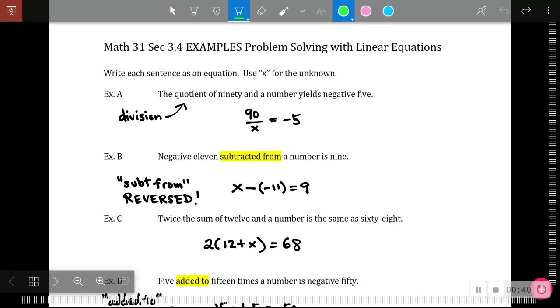Okay, welcome to Math 31, Section 3.4, Examples for Problem Solving with Linear Equations. In example A, we have the phrase, the quotient of 90 and a number. 90 and a number with a division between it is what this becomes. So you'd say 90 divided by x using the fraction bar style. The word yields translates into an equal sign. And so example A is done.